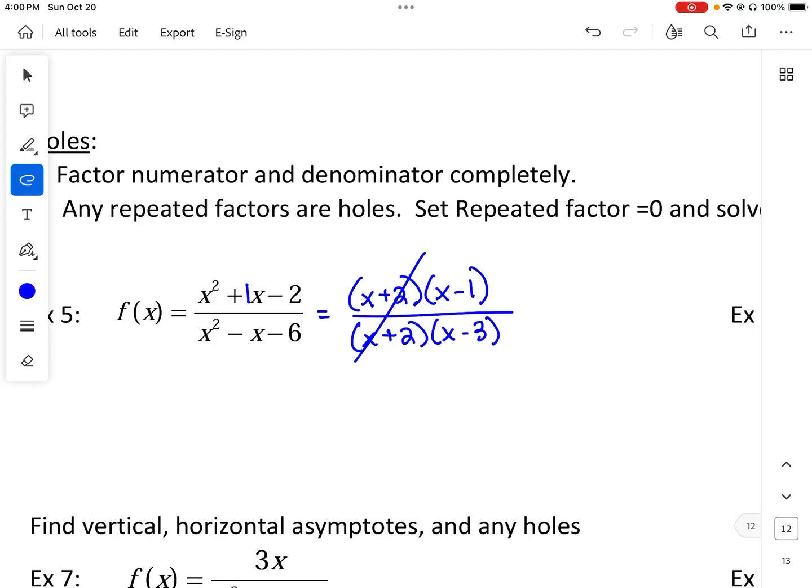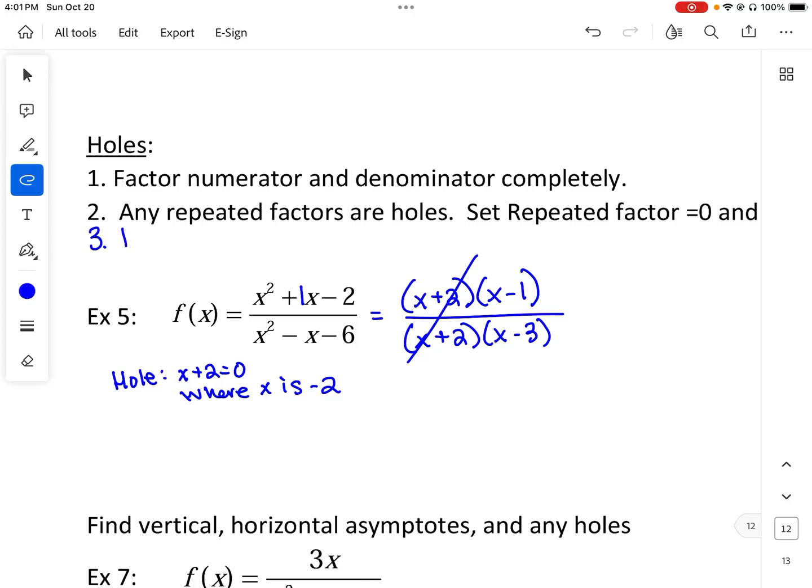So these are the same. So that's where our hole is. We say x plus 2 equals 0. So our hole is where x is negative 2. But we need to have an actual coordinate pair for the hole. So this is where we're going to plug in.